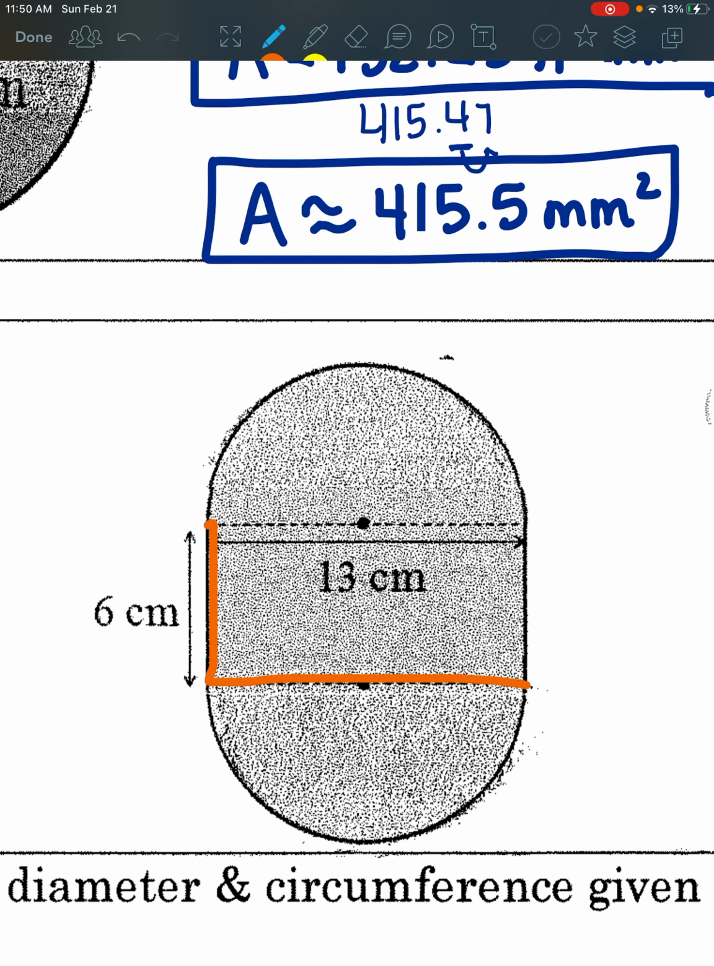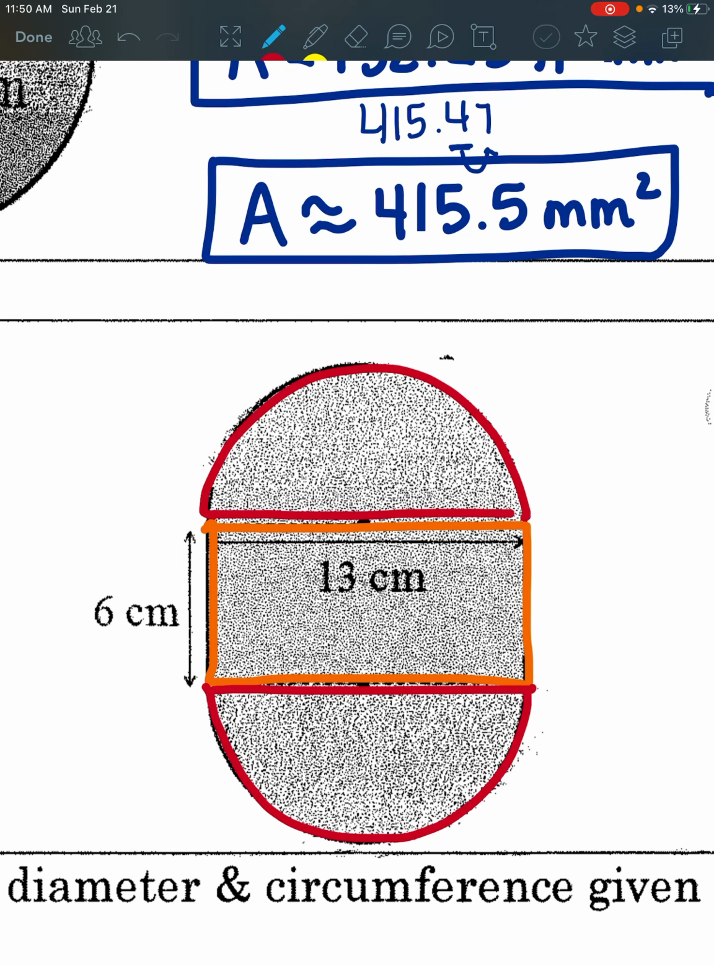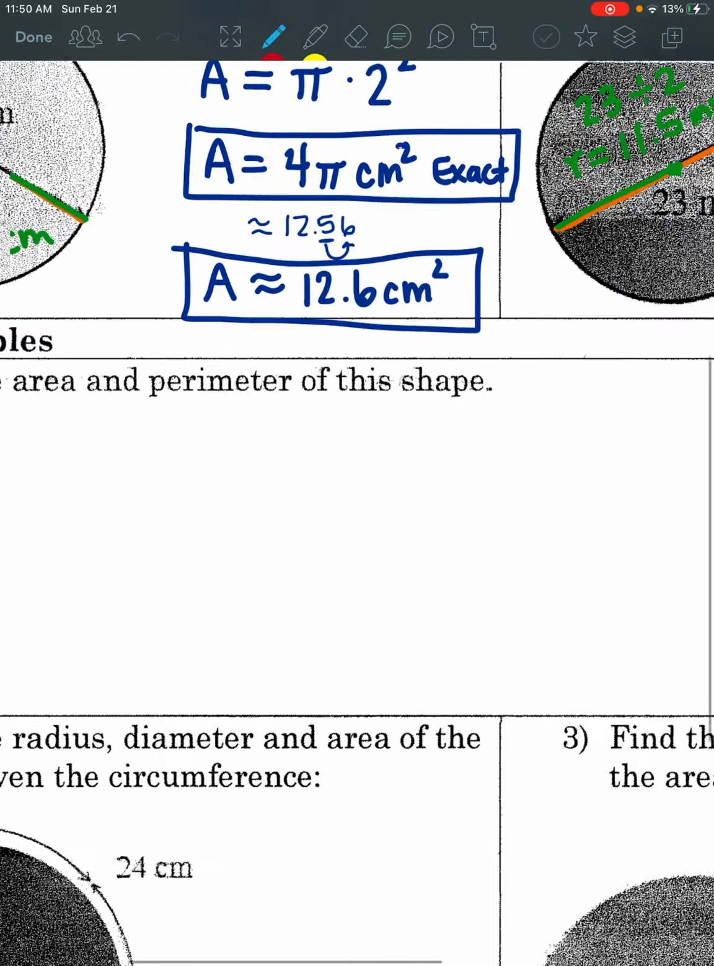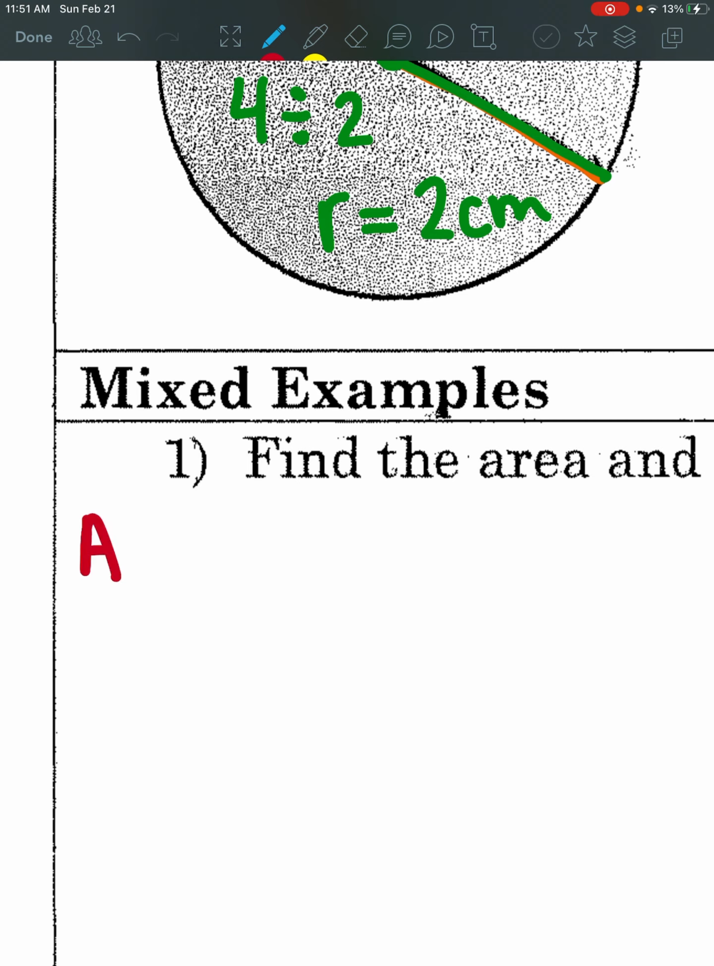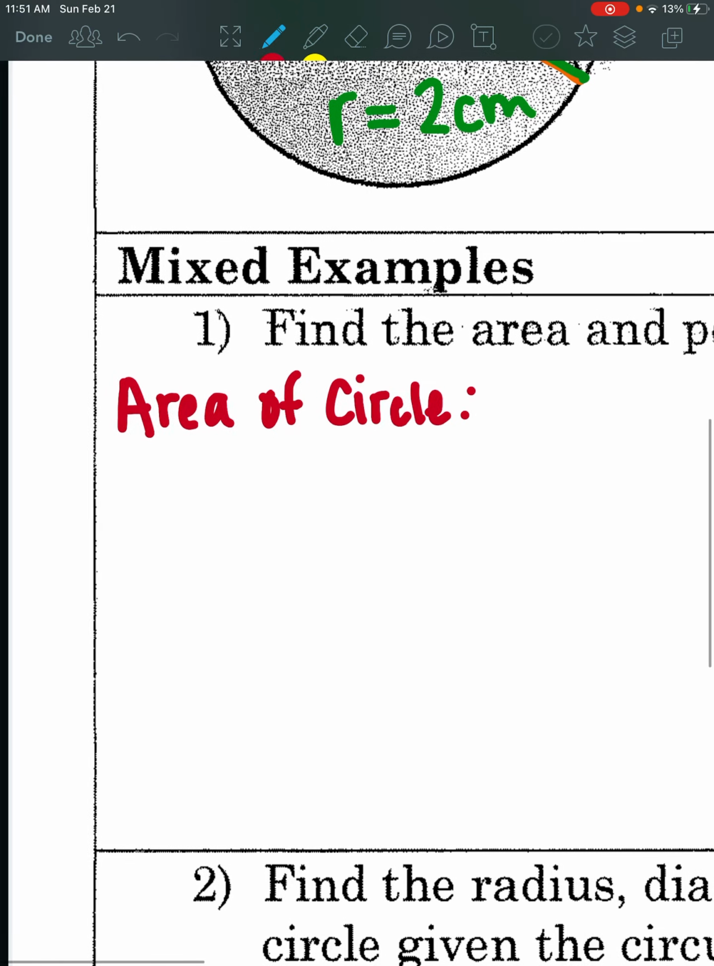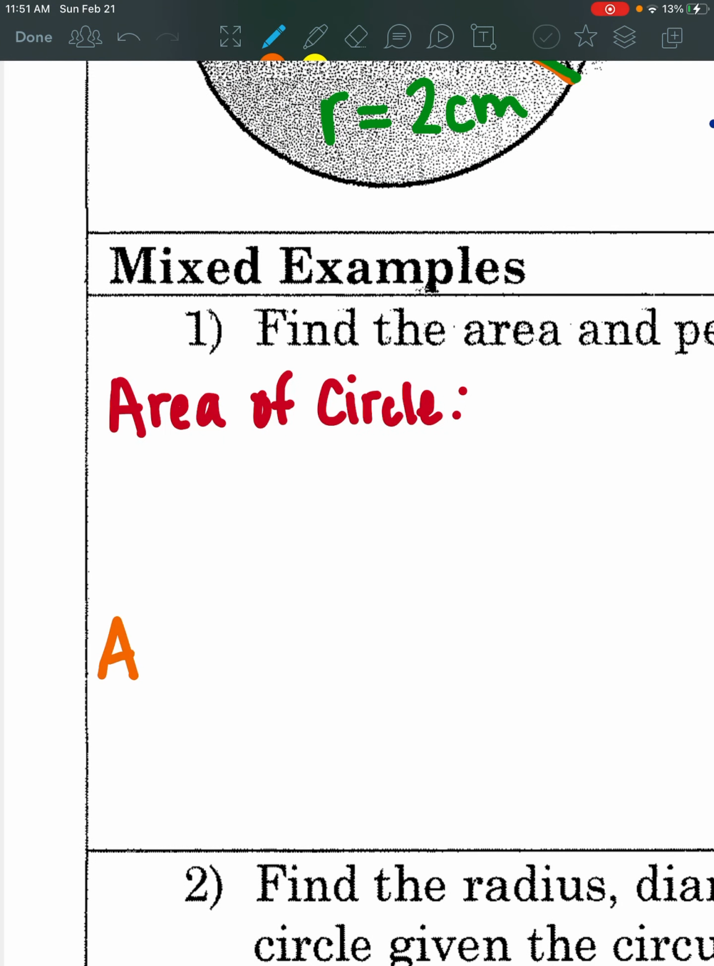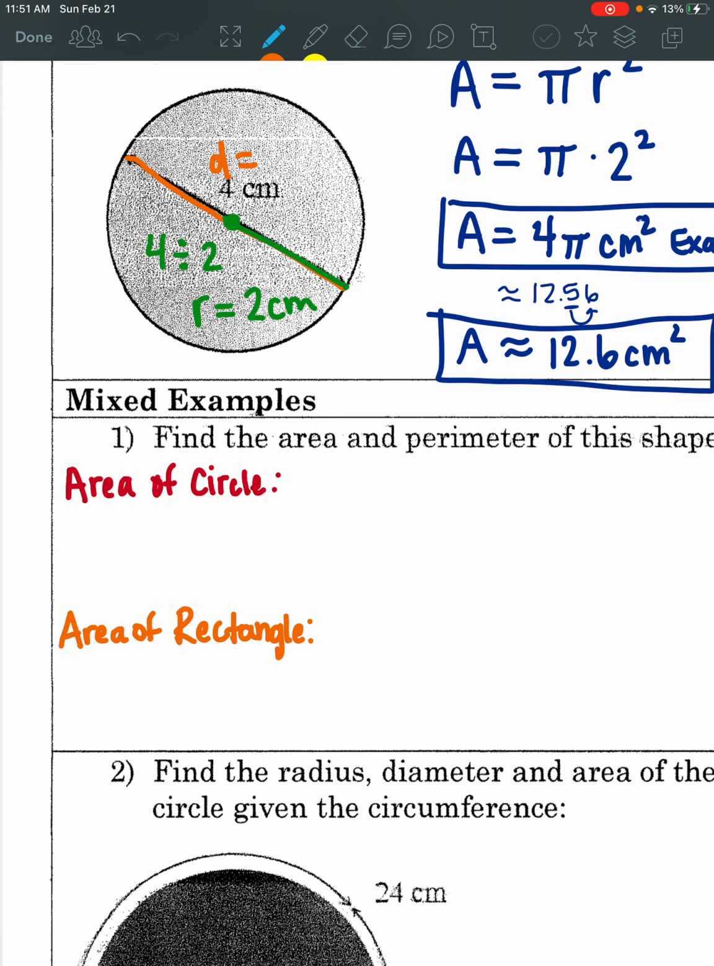So we have a rectangle, and then we also have basically half a circle here, and half a circle on the other side. So if we took out that rectangle in the middle, well, those two semicircles would combine into one giant circle. So to find the area, we need to find the area of the circle that I did in red. And then we also have to find the area of the rectangle. And then we just add those areas together to get the total area.